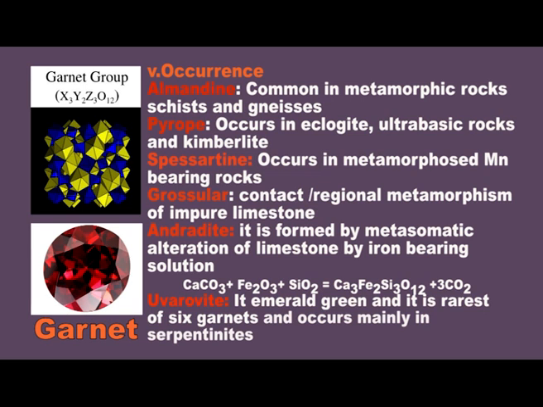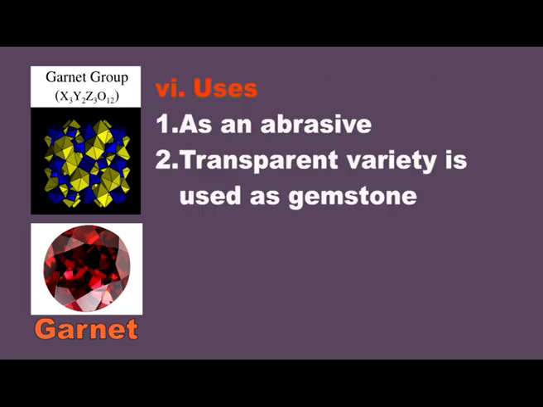Andradite: it is formed by the metasomatic alteration of limestone by iron-bearing solution: CaCO3 plus Fe2O3 plus SiO2 gives rise to Ca3Fe2Si3O12 plus 3CO2. Uvarovite: it is emerald green and the rarest of the garnets and occurs mainly in serpentinites. Uses: as an abrasive. The transparent variety is used as a gemstone.